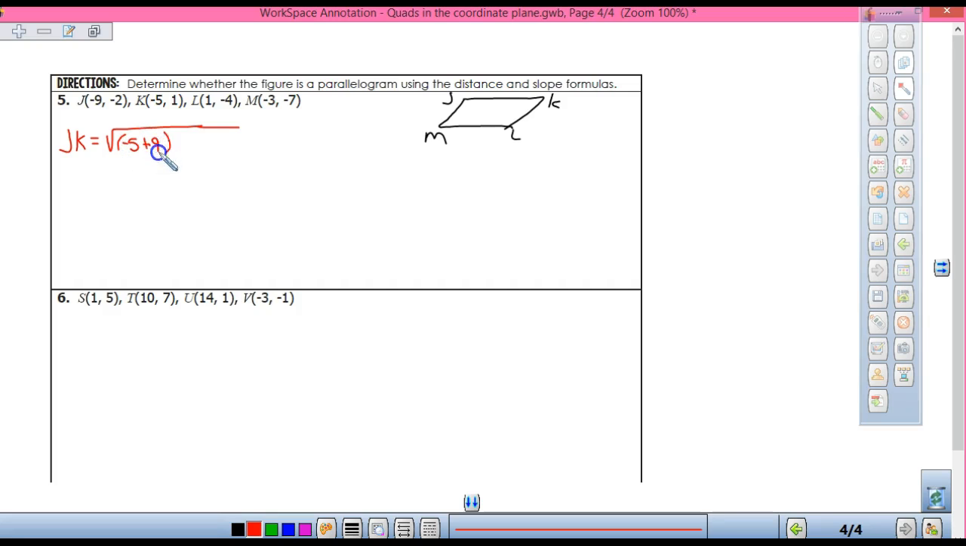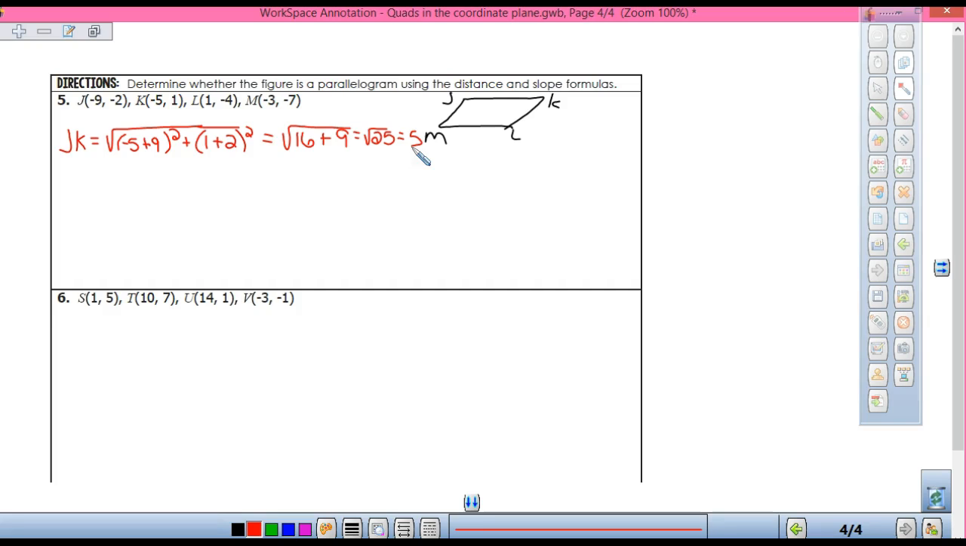Negative 5 plus 9 squared plus 1 plus 2 squared. So negative 5 plus 9, 4 squared is 16 plus 9, yep. Gives us the square root of 25, which is what? 5, yeah. May as well reduce that since it's a perfect square.